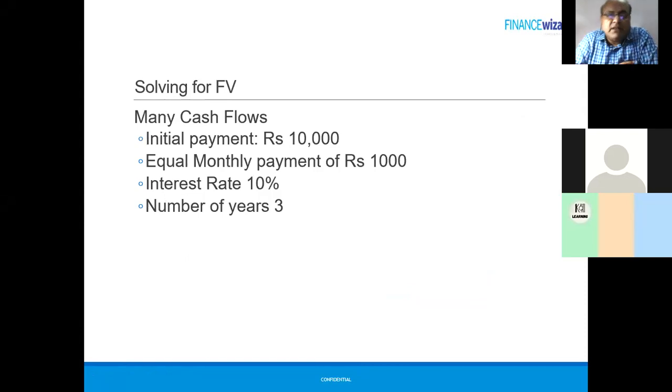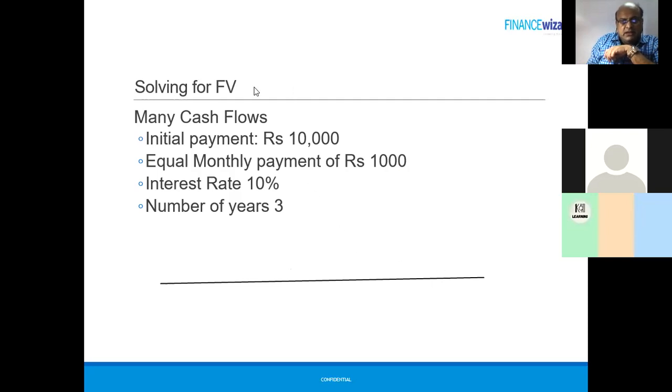Now look at this. Solving the future value, there are many cash flows. Initial payment is 10,000 rupees. So you are investing 10,000 immediately and you are making an equal monthly payment of 1,000 rupees. Interest rate is 10% and the number of years is 3. So what will happen if we make a timeline for this particular scenario? The timeline of this scenario will look something like this.